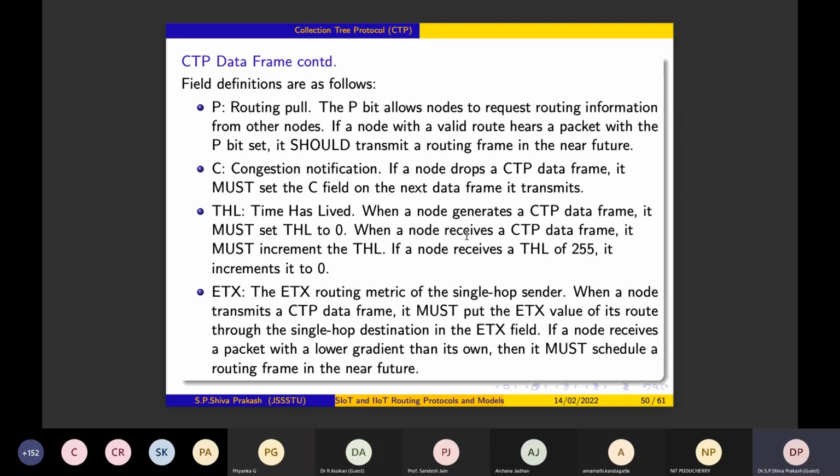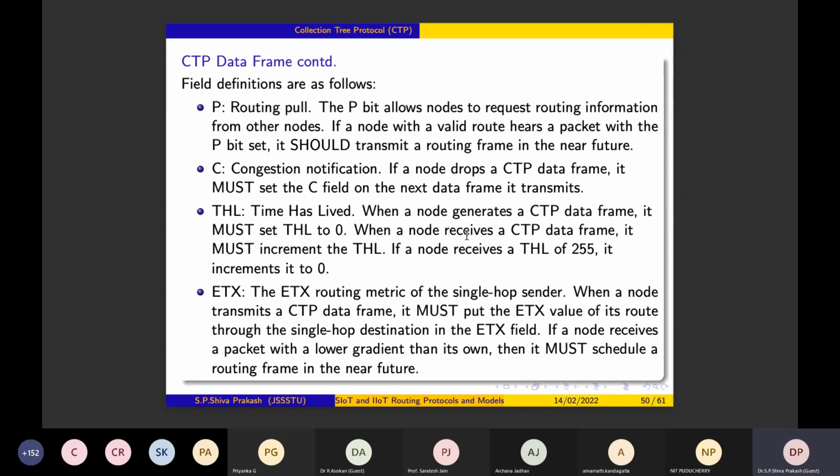If a node drops a CTP data frame, it must set the C field on the next data frame it transmits. The THL is the time has lived field. When a node generates a CTP data frame, it must set the THL to 0. When a node receives CTP data, it must increment the THL. If a node receives a THL of 255, it increments it to 0.